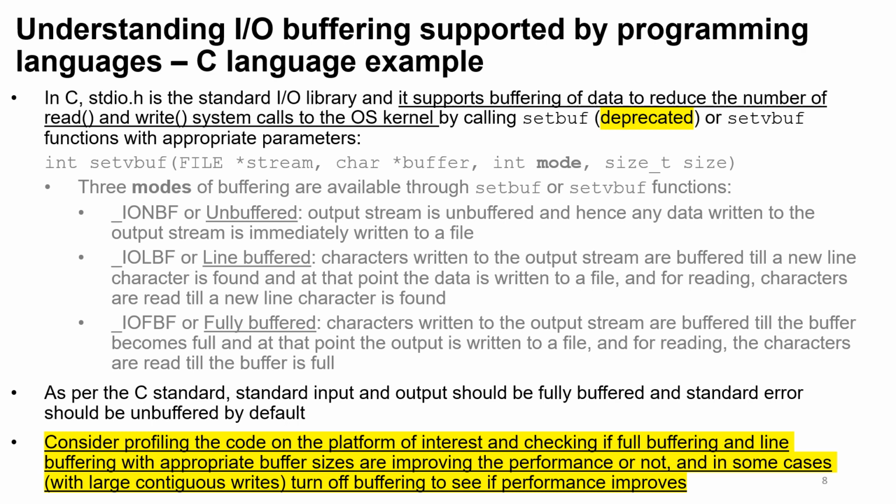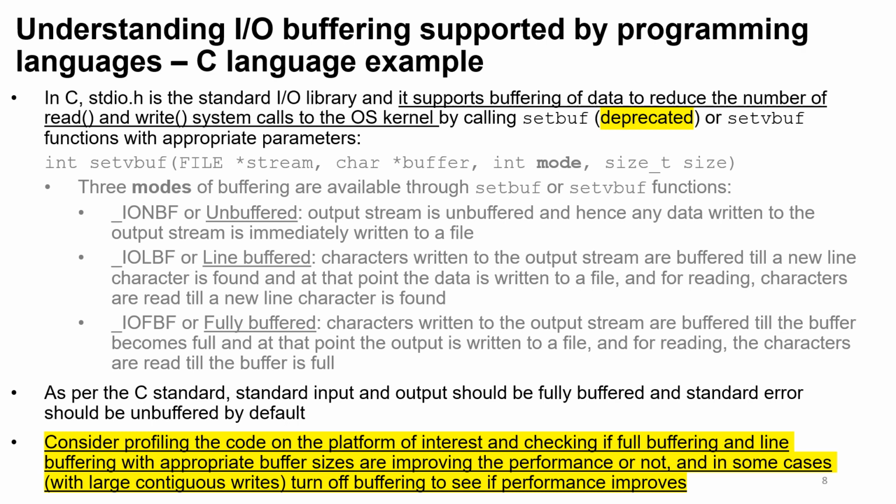The setvbuf function accepts 4 parameters. You can see the signature of this function on the slide. The first parameter is the file stream to set the buffer to. The second parameter is the pointer to a buffer for the stream to use. The third parameter here is the buffering mode to use. The buffering mode can be unbuffered, line buffered, or fully buffered.